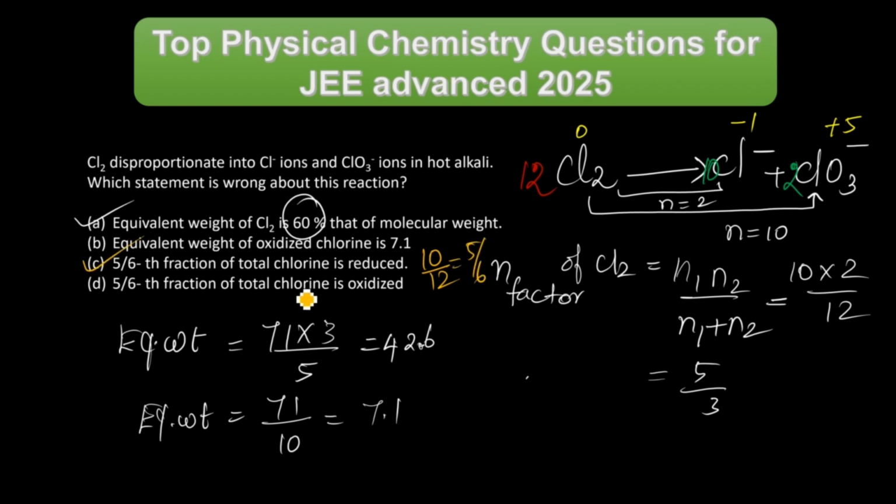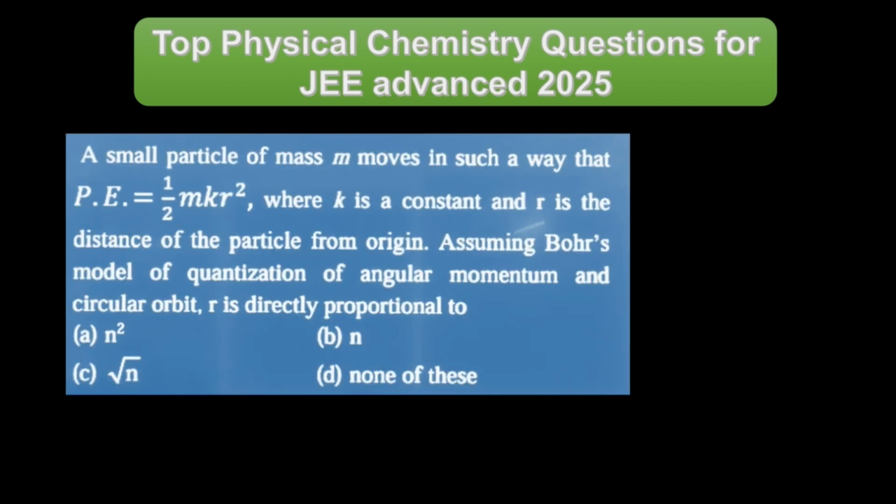What about oxidation? So oxidation, once again, is 2 out of 12, which is 1 by 6. But here they have given us 5 by 6, which is not the correct answer. So A, B, C are the only right answers to this question. The next question, I think this is the last question.